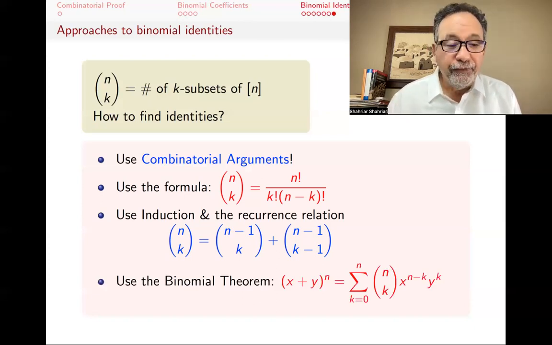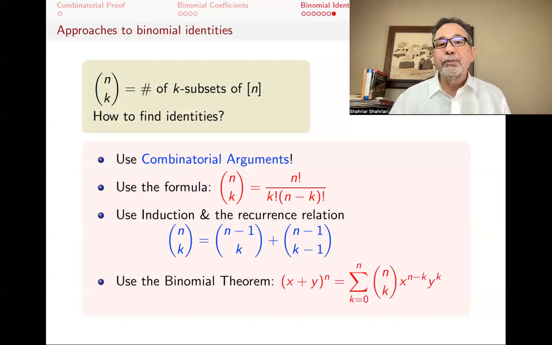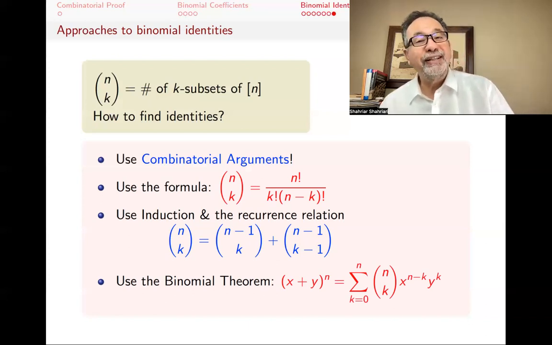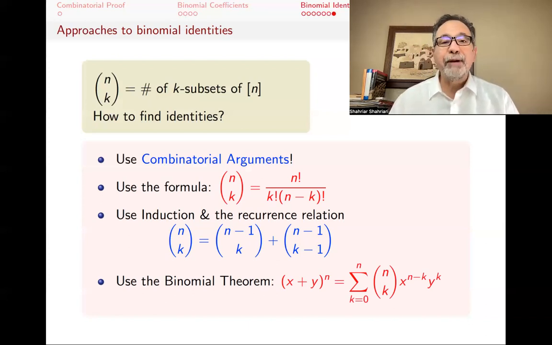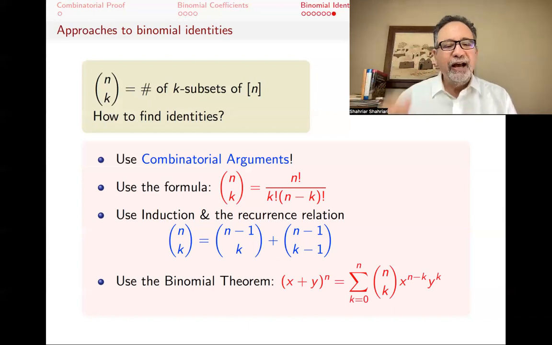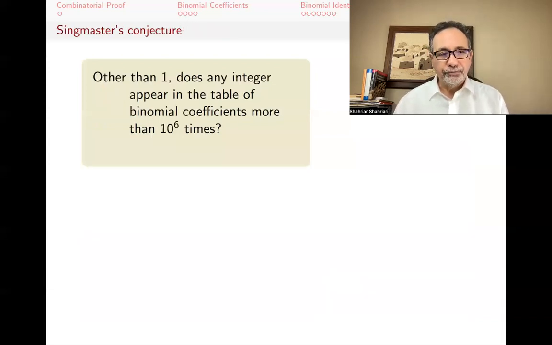And the final way is using something called the binomial theorem, which is the subject of a future lecture. That's a way of using algebra and actually even calculus to prove things about binomial coefficients. I won't talk about that here, but you will. This is sort of the beginning of something called generating functions, and we will see that method later as well. So now to this open problem.